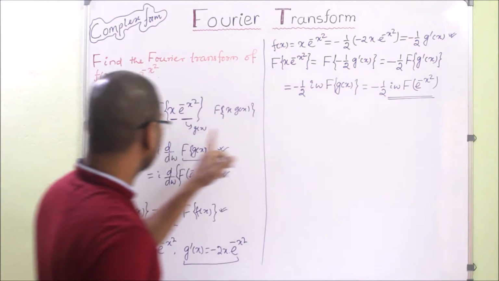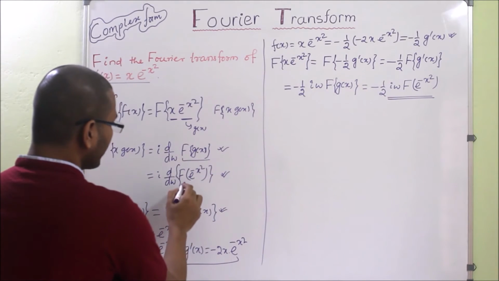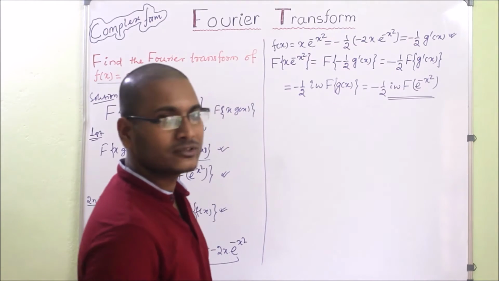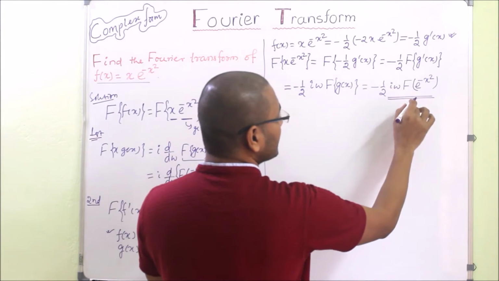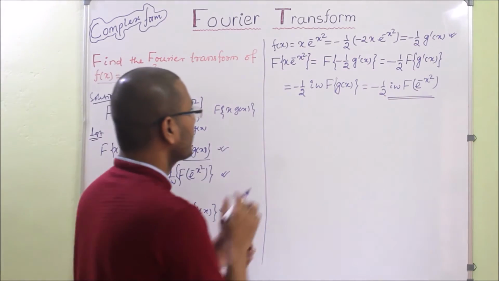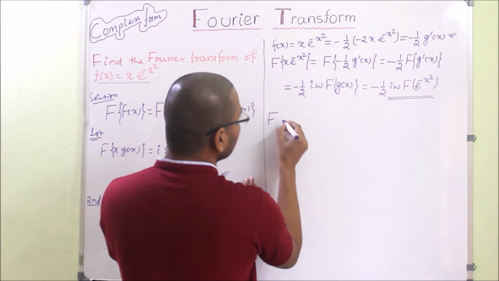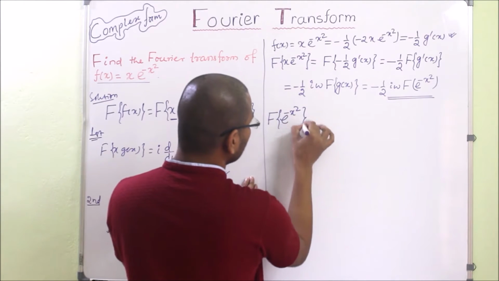Whether you go with the first way or the second way, you have to find the Fourier transformation of e to the power minus x square. After finding that value, if you put it here, we will get the solution. Now what to do? The next task is to find the Fourier transformation of e to the power minus x square.